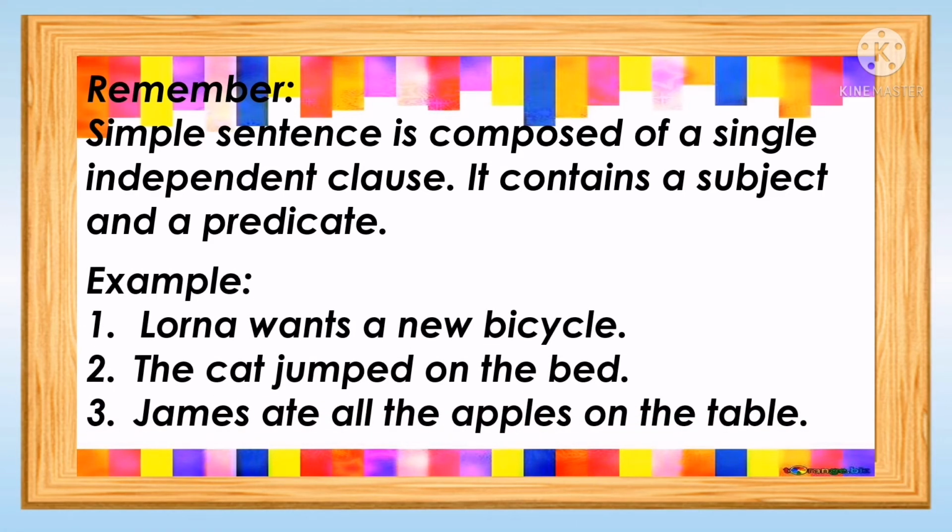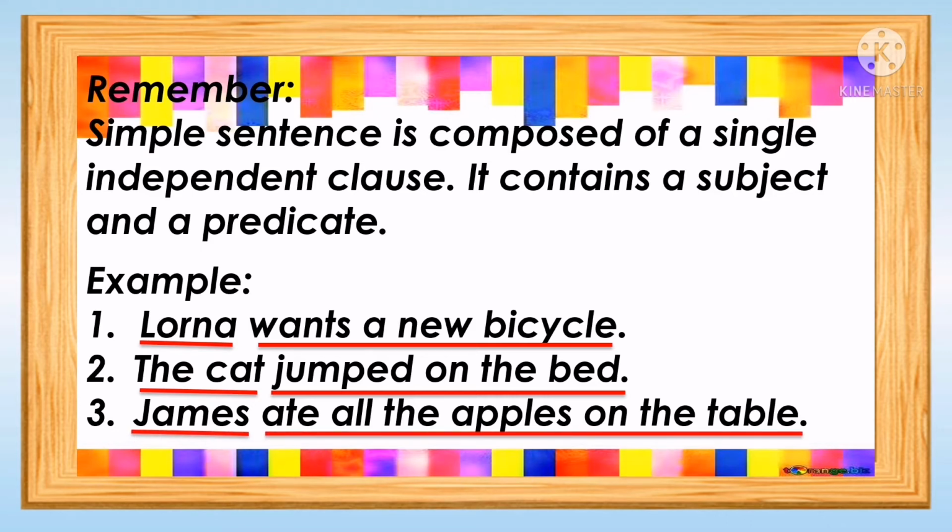Examples. Number 1. Lorna wants a new bicycle. The subject is Lorna and the predicate is wants a new bicycle. Number 2. The cat jumped on the bed. The subject is the cat and the predicate is jumped on the bed. And number 3. James ate all the apples on the table. The subject is James and the predicate is ate all the apples on the table.